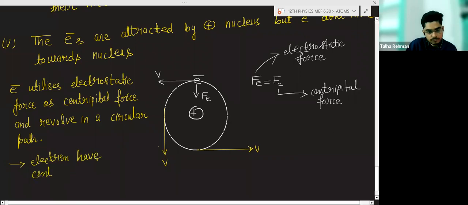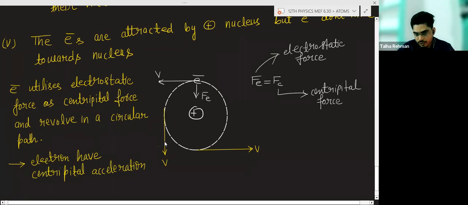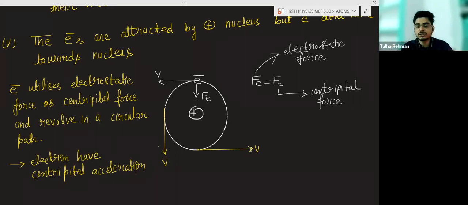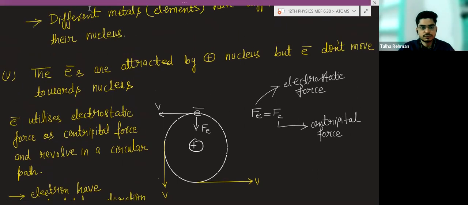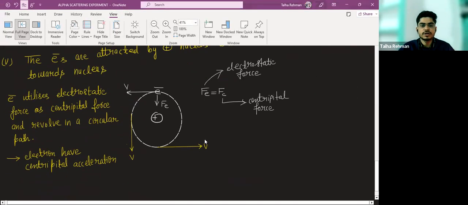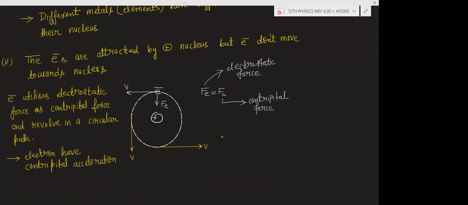Electron has centripetal acceleration. So for the electron's motion, when the electron is here, the direction of the velocity is this; when the electron is here, the direction of the velocity is this. This means that for the electron moving in a circular path, the direction of the velocity is changing, and due to this change there will be an acceleration, that is centripetal acceleration. Okay, now you can take this in short. Just a minute. Done, sir. Okay.